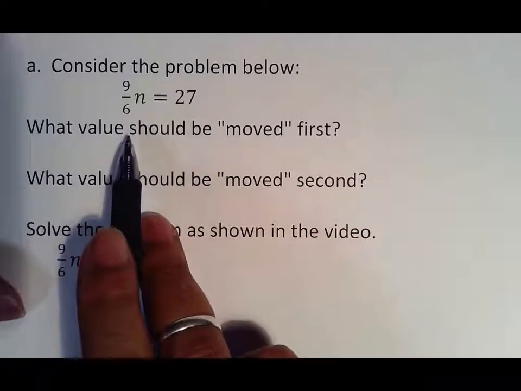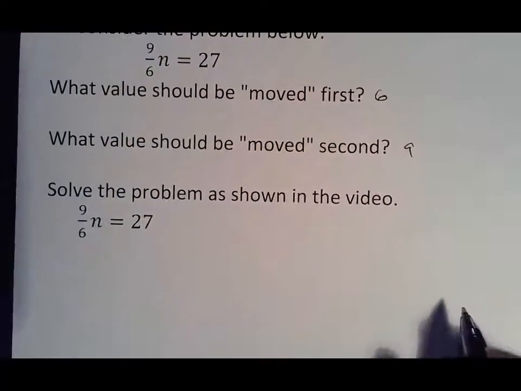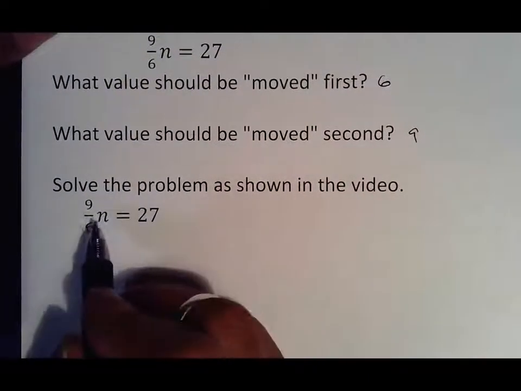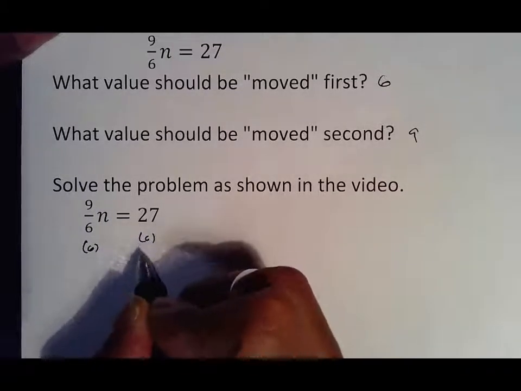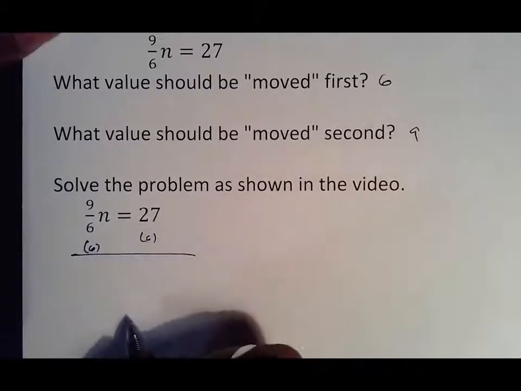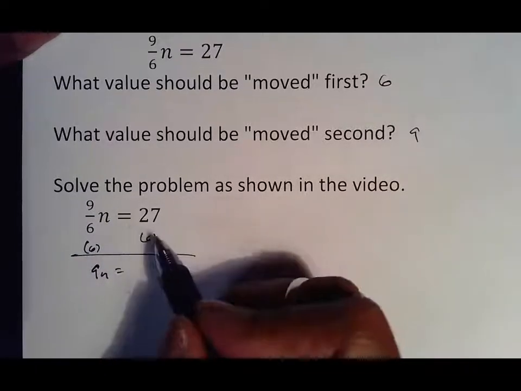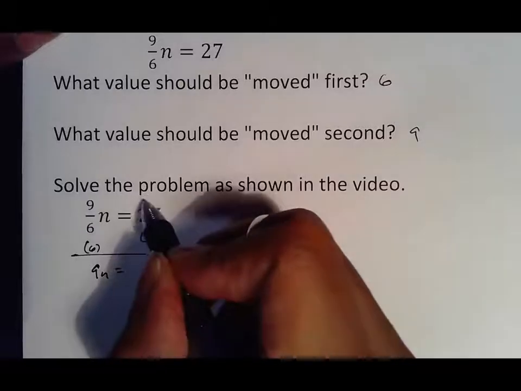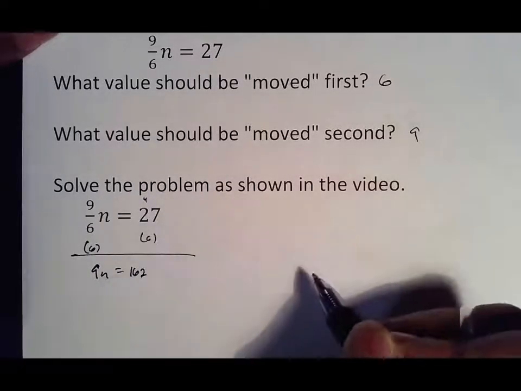So the number that should be moved first, of course, is the bottom number, which is the 6. The top number goes next, which is the 9. And when you go to do this, just keep in mind, again, that's divided by 6. So the way we move that is by multiplying by 6. Again, we are going to do this long multiplication way, but the 6's go away. The 9 comes down with the n. 6 times 7 is 42, carry the 4. 6 times 2 is 12, plus 4 makes 16.